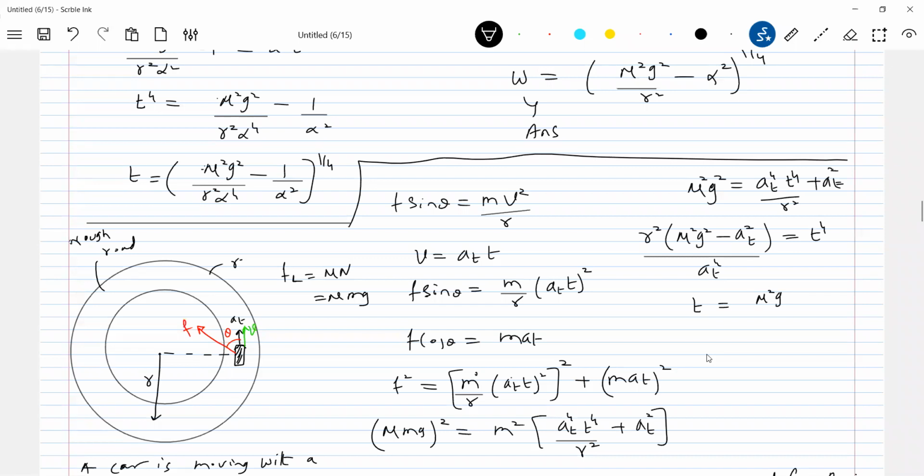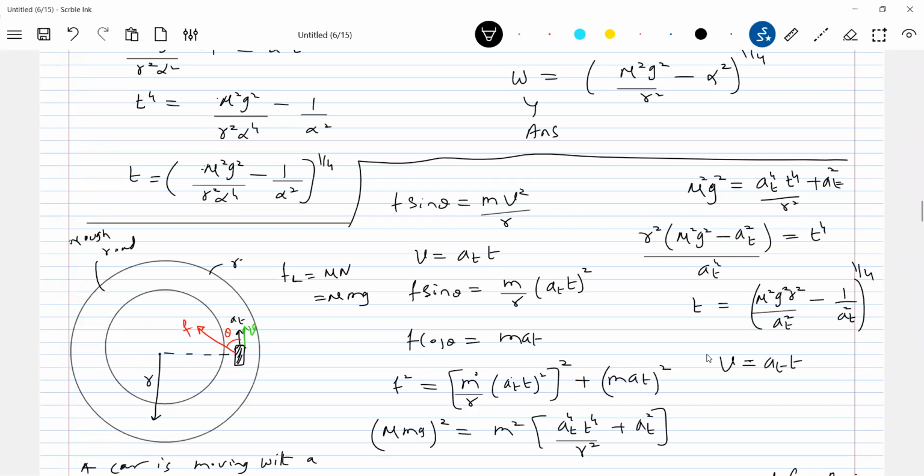So t to the power of 4 equals r square by a to the power of 4, times mu square g square by a square minus 1. This value you're going to substitute here. Then you'll get the maximum permitted speed. If the speed of the car is more than this, it's going to slip. Okay, all of you know.